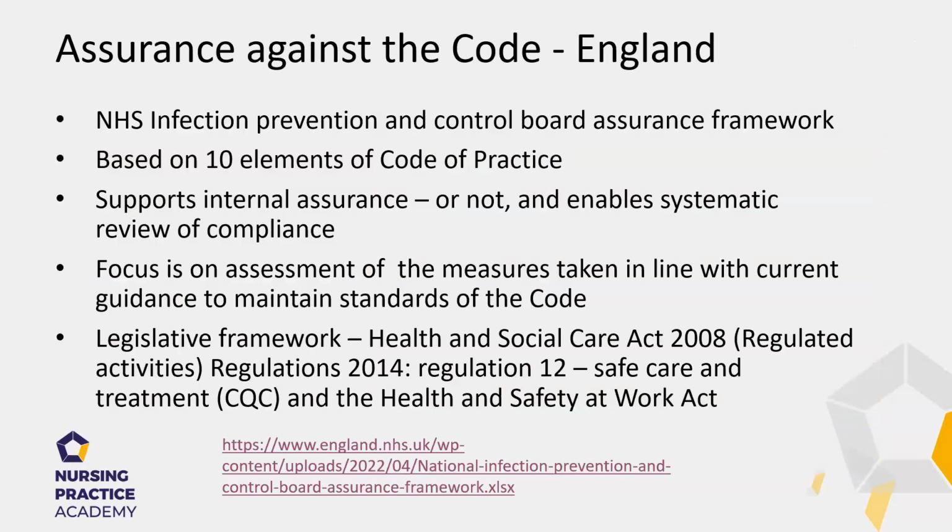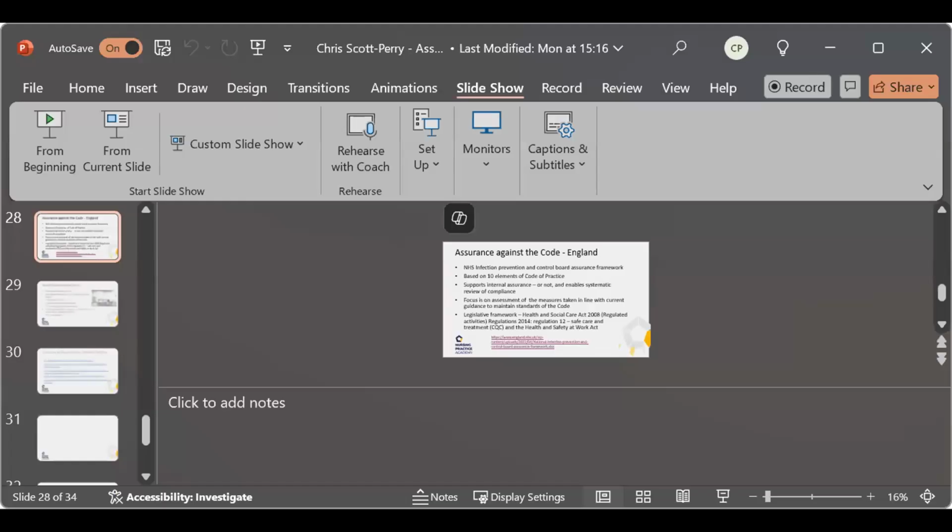So in the English sector, we have the code of practice and we have assurance against the code. And what I'm going to do now is I'm going to come out of this presentation. I'm going to stop sharing this screen and go back in and reshare again. I am going to show you some examples of some assurance reports, and I am going to show you the NHS England Board Assurance report that we have for IP&C.